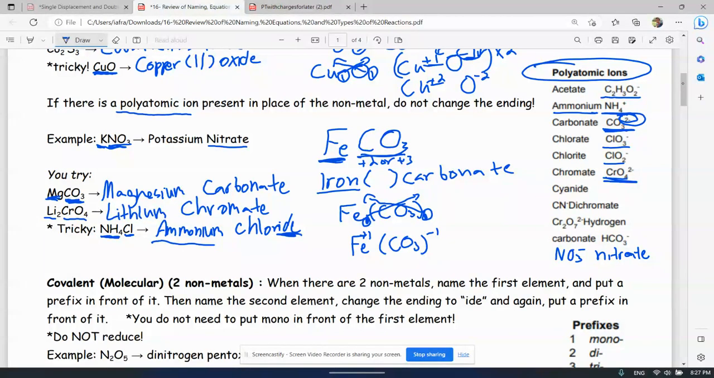So that means that we can't trust this here. We have to unreduce, so we have to get this back to 2 minus. So in other words, we have to multiply everything by 2. When we do that, we get Fe plus 2, CO3 minus 2, like this. So now we can trust this number. We have iron(II) carbonate.